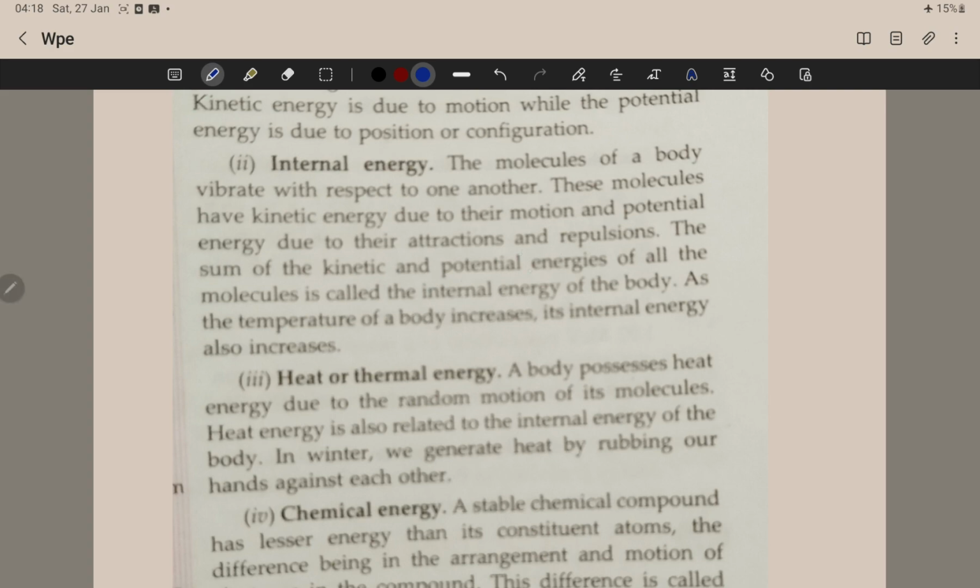So the sum of kinetic energy and potential energy of all the molecules. Okay, so when we take the sum of kinetic and potential energy at molecular level, that is called the internal energy of the body. So if the temperature of the body increases, its internal energy also increases. So internal energy depends on the temperature.